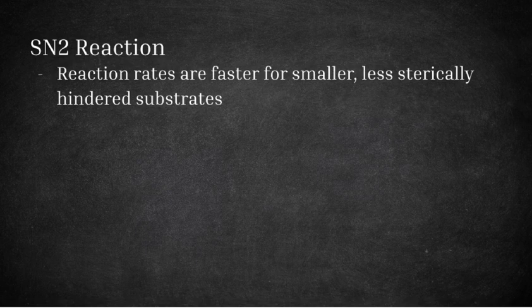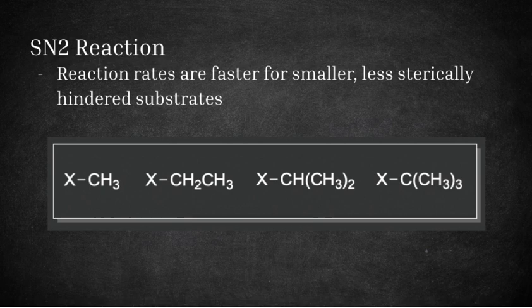Experimentally, the reaction rate of Sn2 reactions is fastest for smaller, less sterically hindered substrates. Methyl substrates exhibit the highest reaction rates, while tertiary substrates react the slowest due to increased steric hindrance, which hinders the nucleophile's approach to the electrophilic carbon.